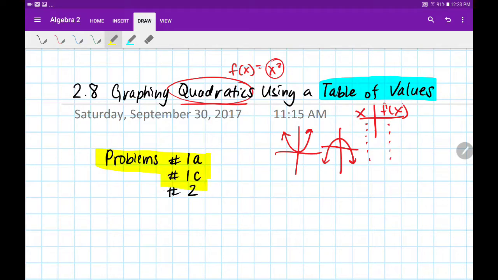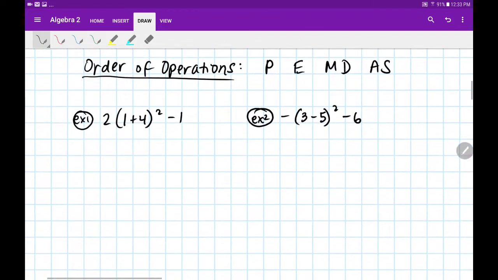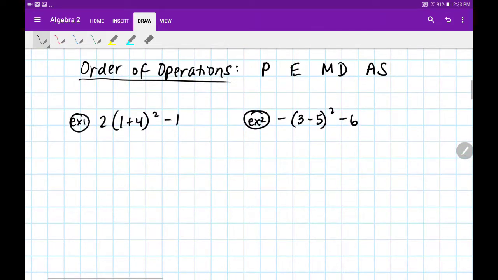Here are the problems we're going to do today: 1A, 1C, and number 2. Now, before we get right into the homework problems, I want to go over a very important skill that will be useful when we are plugging in points, and that is the order of operations. We're going to practice here. Please write down example 1 and 2 and try them with me. I'll guide you through the first, and maybe you can try the second one by yourself.